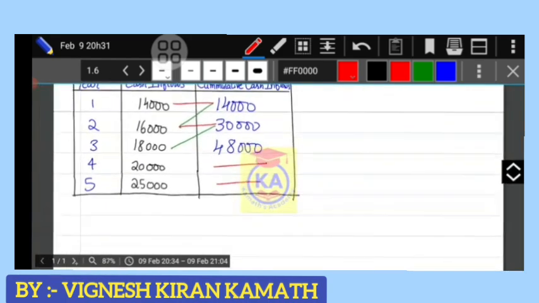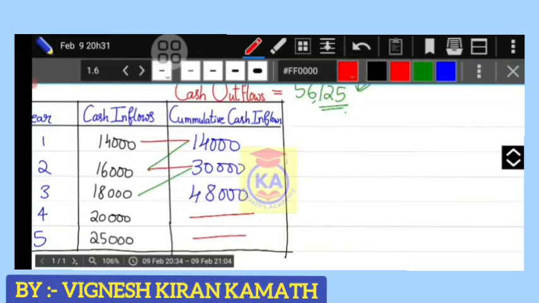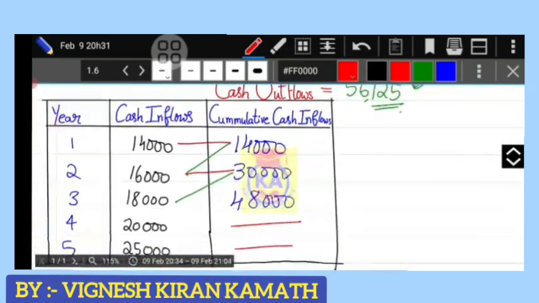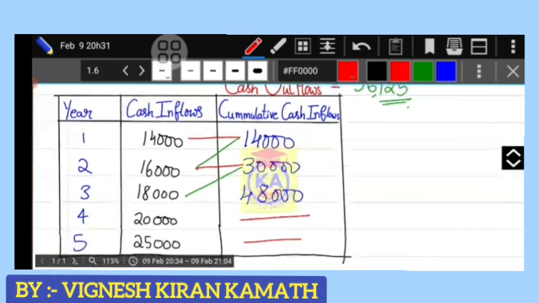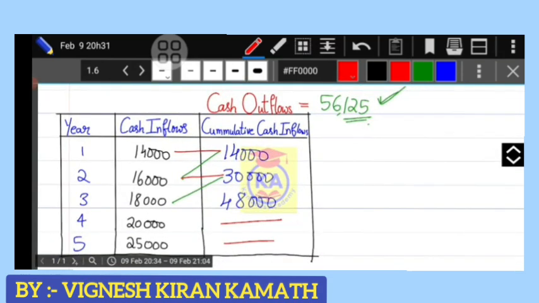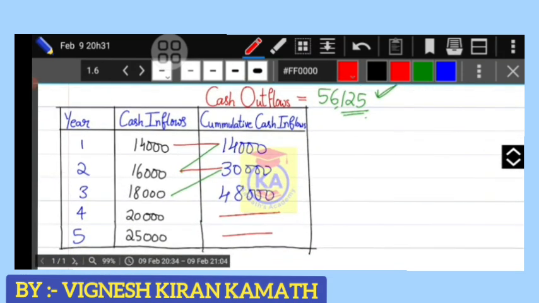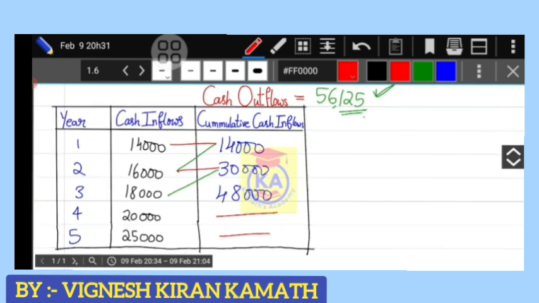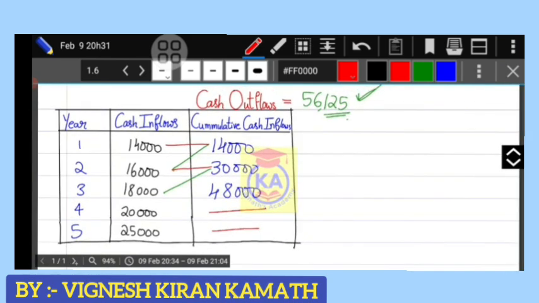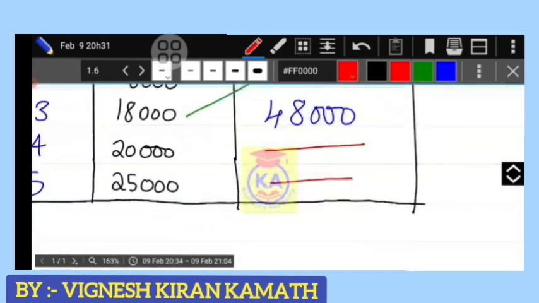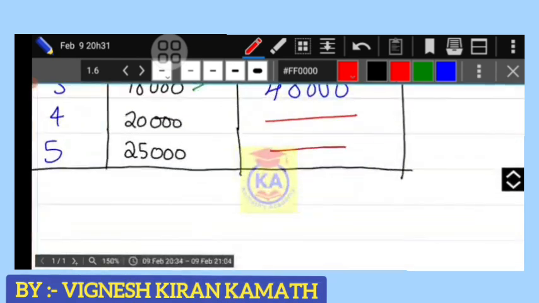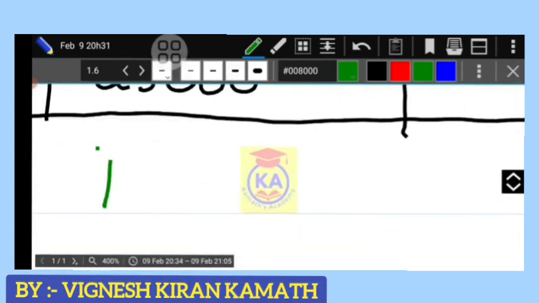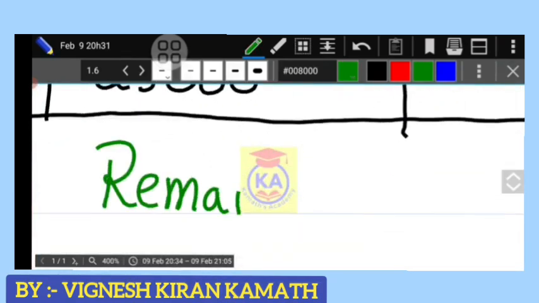Now by just looking at this, you have understood that to get 48,000 it takes 3 years. Actually, we require the amount of cash outflow itself, right? How much we have invested and how much we are getting back should be equal. But here we got only 48,000 in 3 years. Now we want to find the remaining amount.